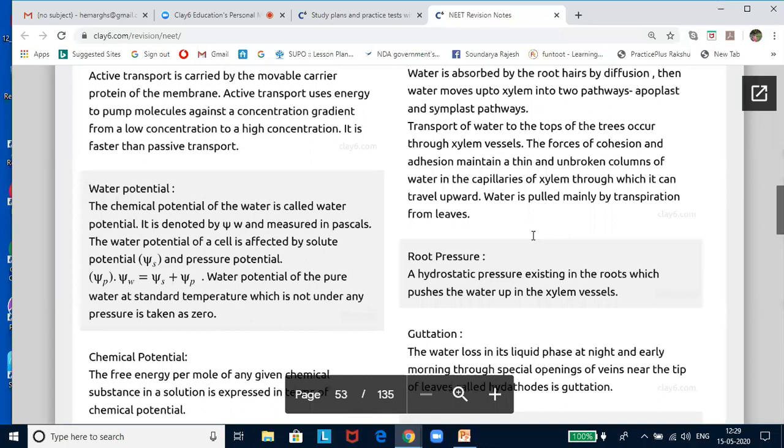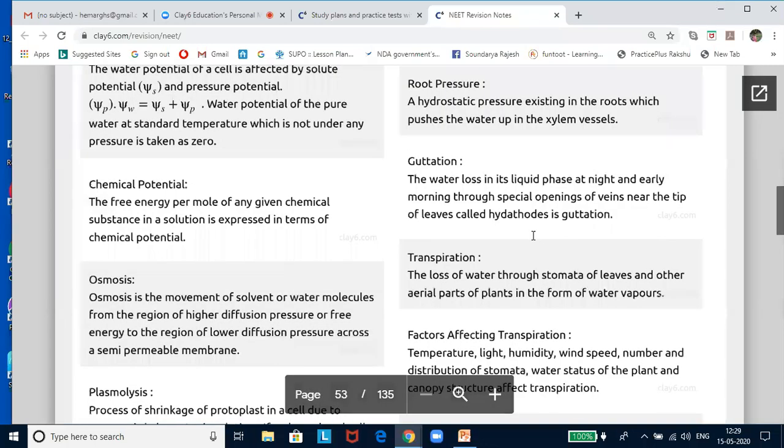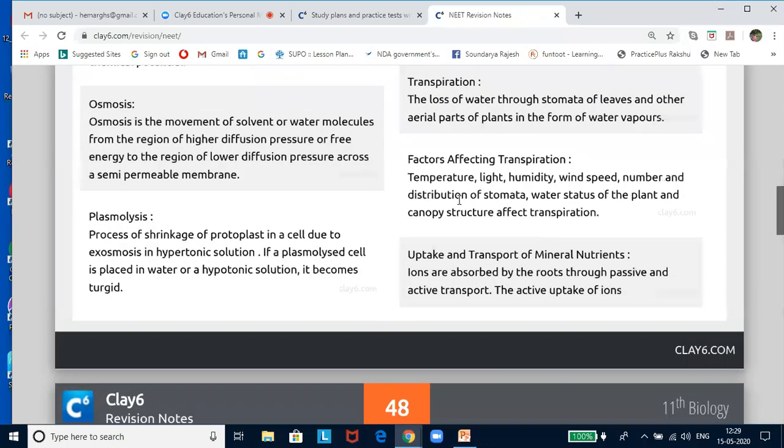Now let us look into osmosis. Osmosis is the diffusion of water molecules through a differentially permeable membrane or semi-permeable membrane. Membranes can be impermeable. That is, they do not allow any solvent or solute to pass through them. Example, cutinized cell wall, lignified cell wall, etc.